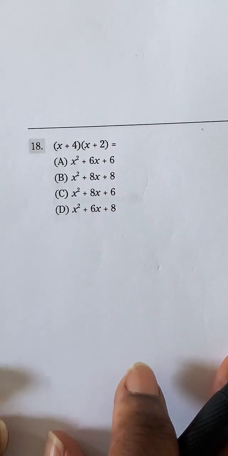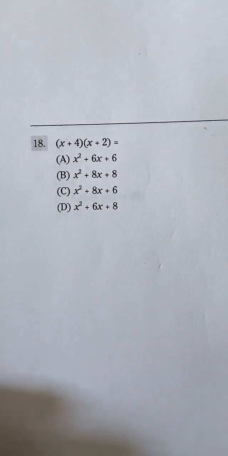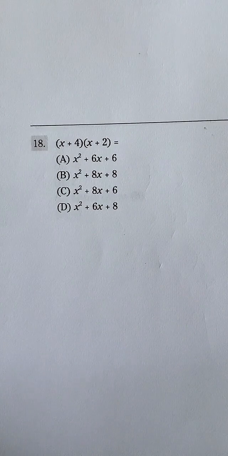All right, so when we get to our 18, this time we have two expressions that are inside of parentheses. So we have x plus 4 times x plus 2. So is my answer A, x squared plus 6x plus 6? Is it B, x squared plus 8x plus 8? C, x squared plus 8x plus 6? Or D, x squared plus 6x plus 8?